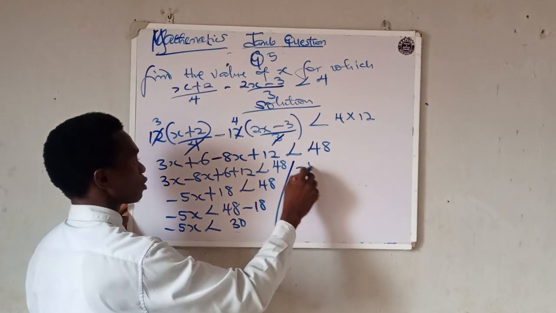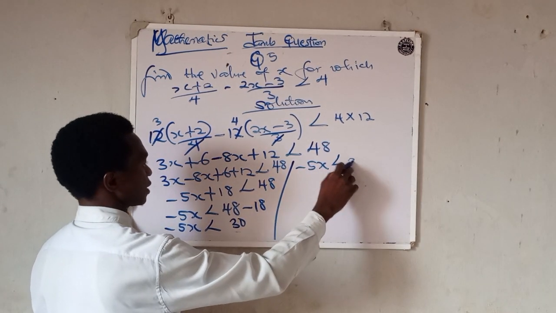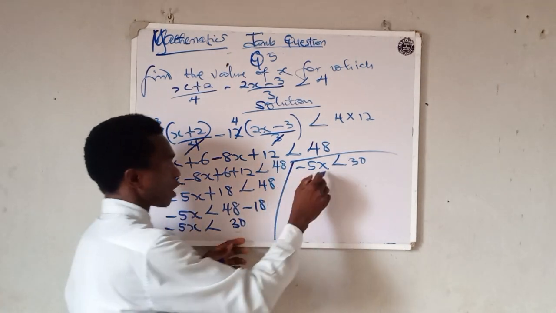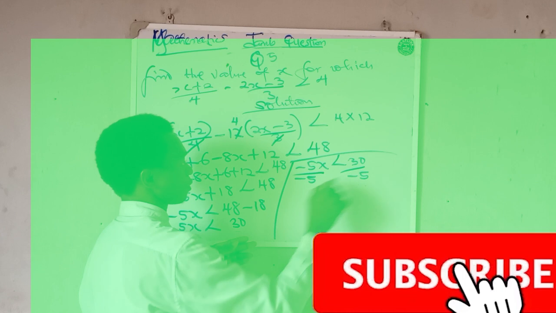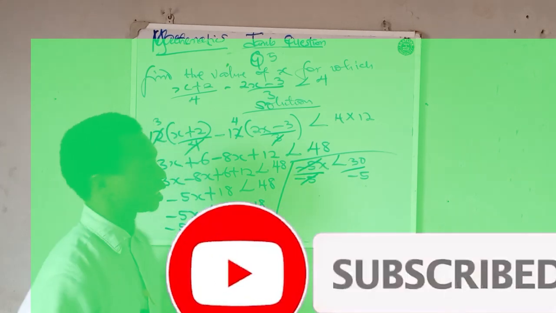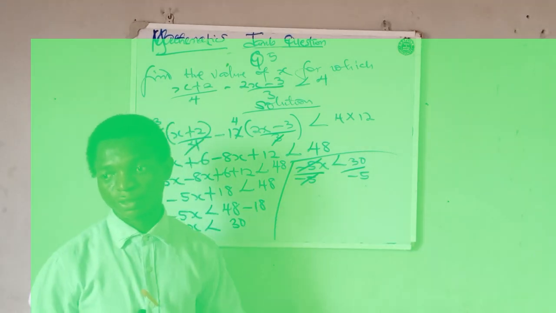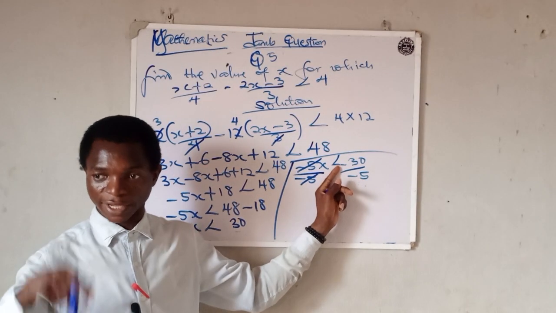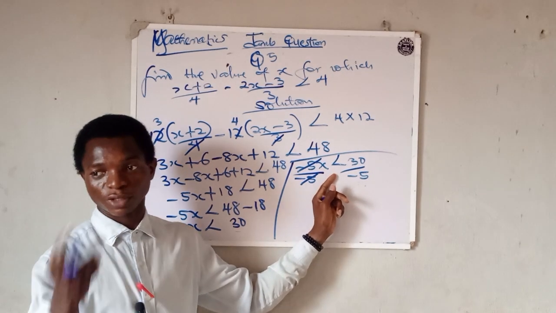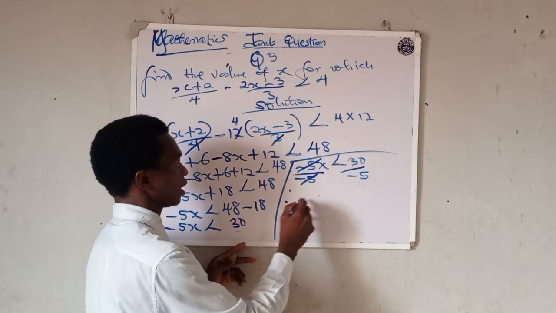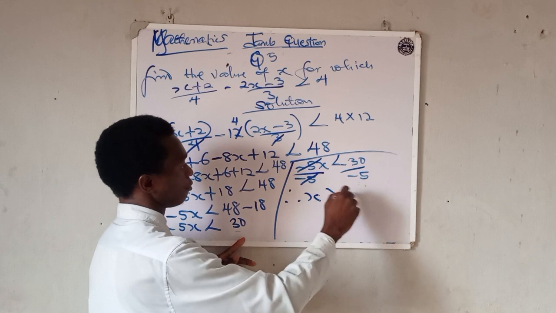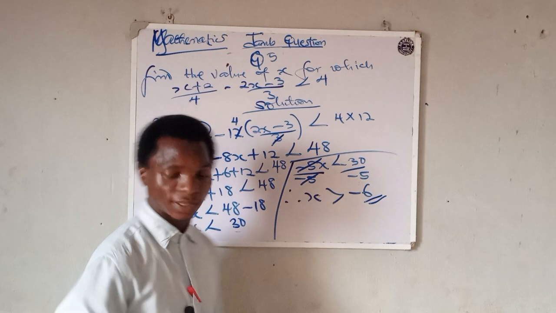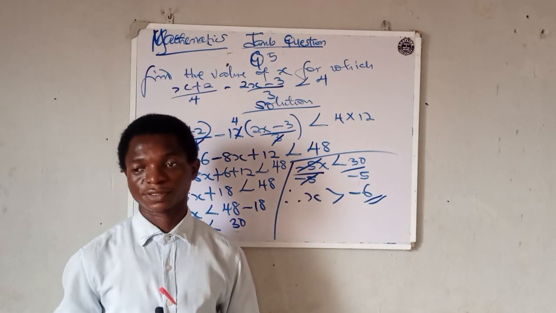So when you have minus 5x is less than 30, and you are dividing both sides by a negative number, we are about to have minus 5 and minus 5. Minus 5 equals minus 5. Now, in linear inequality, whenever you divide both sides by a negative number, the sign of the inequality reverses. If it's less than, it changes to greater than. Therefore, our x will now be greater than minus 6, because 30 divided by 5 gives you 6. That is your final answer.